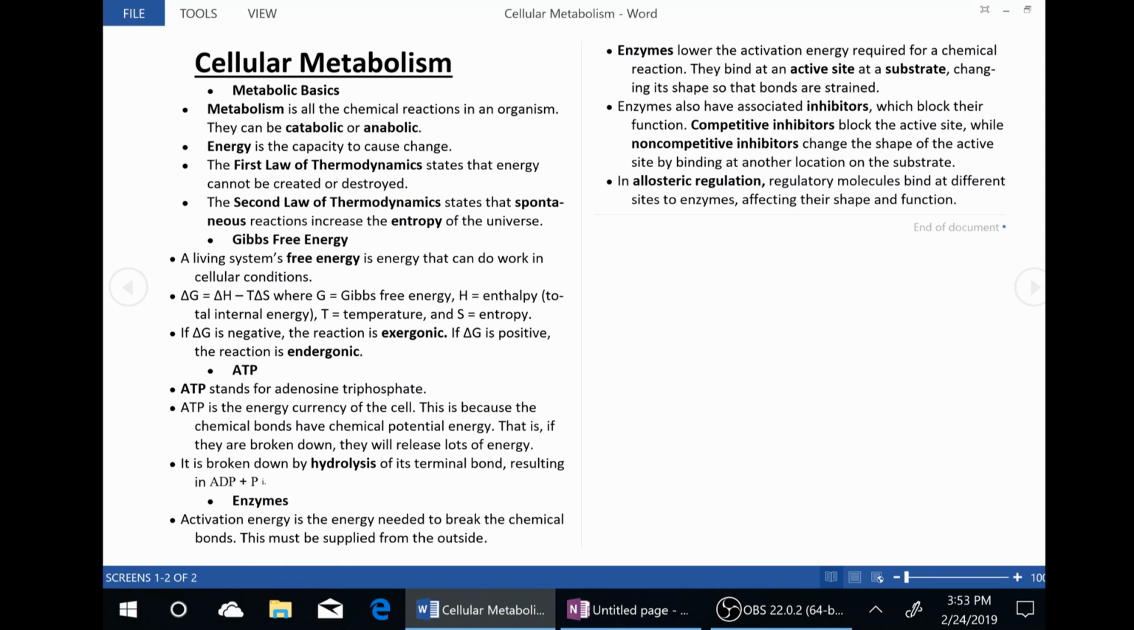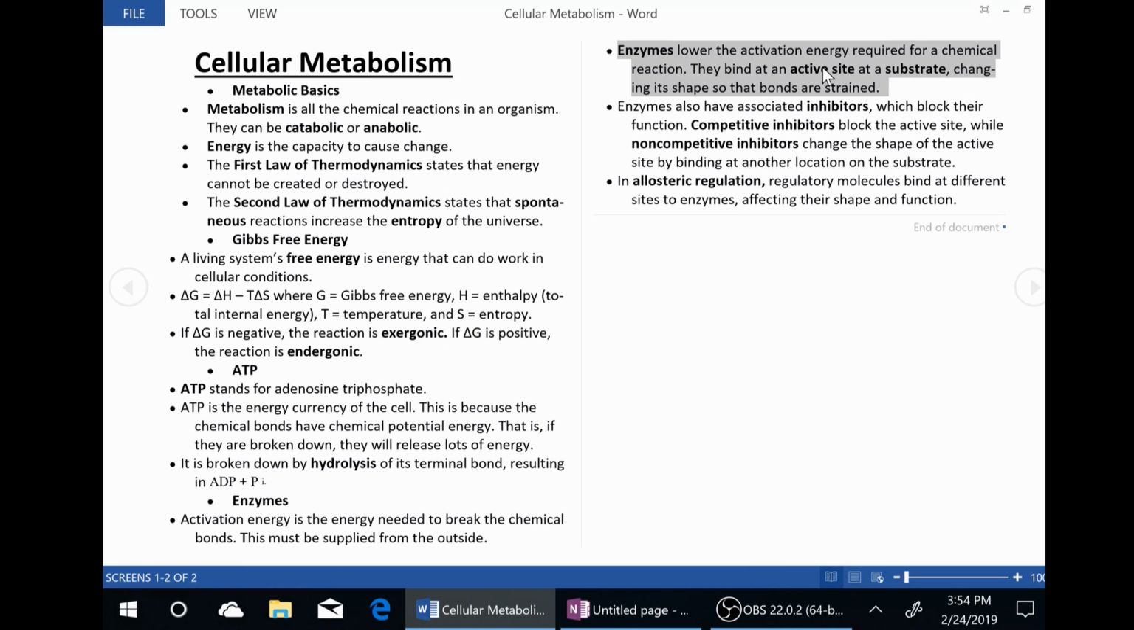Activation energy is simply the energy that's needed to break the chemical bonds. Every reaction has a different activation energy, and once that energy is provided, then the chemical reaction can proceed. However, this has to be supplied from the outside. Obviously, in an organism, some of these reactions have really high activation energies. It's going to be really impractical for an organism to attain these massive amounts of energy because that's simply not possible. That's why many organisms, in fact all organisms, have enzymes. And enzymes simply lower the activation energy needed for a chemical reaction.